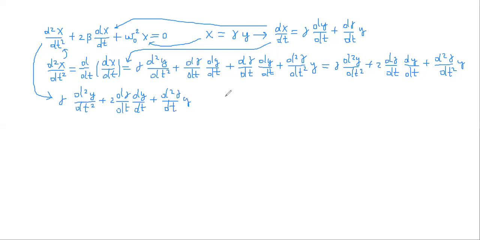Okay, the second term: plus 2 beta gamma dy by dt, plus 2 beta dgamma by dt times y, and plus omega 0 to the power of 2 gamma y is equal to 0.